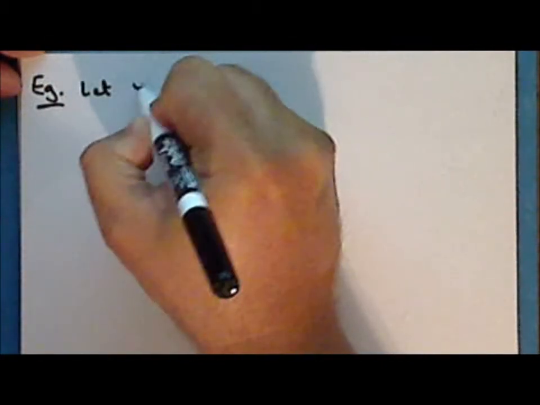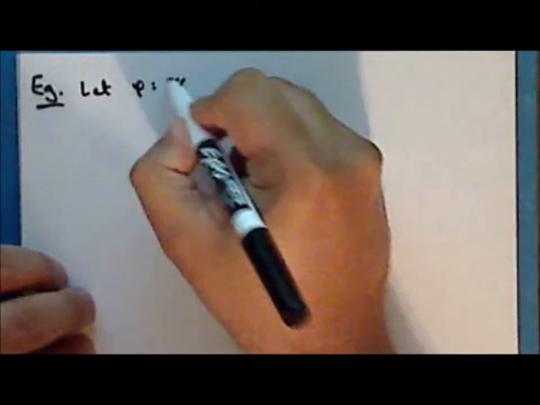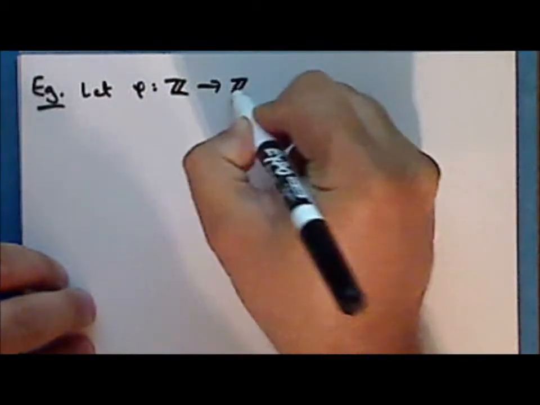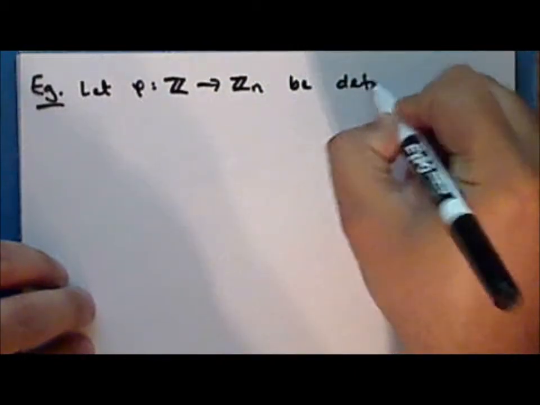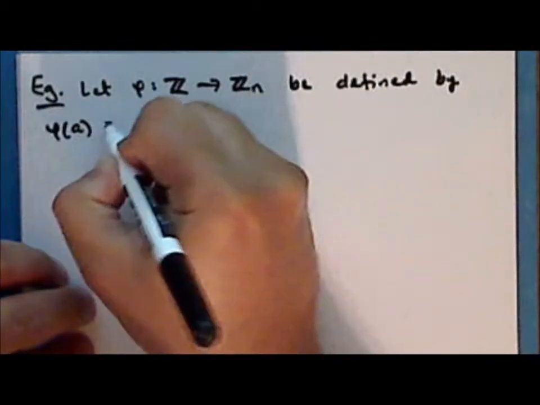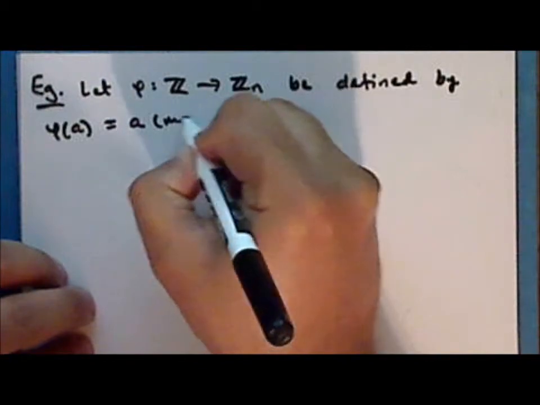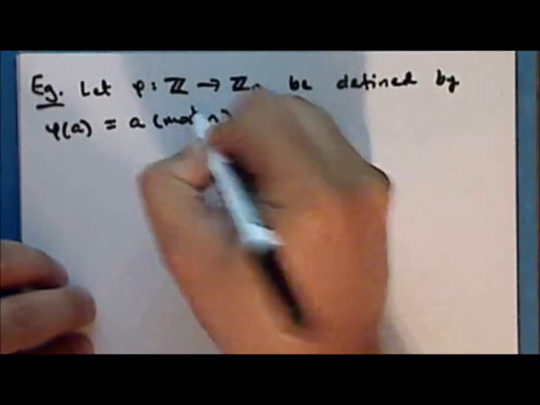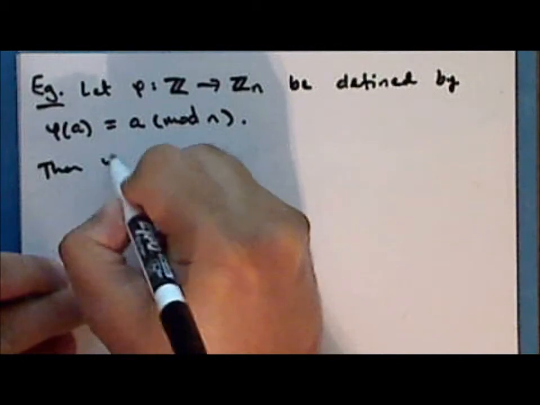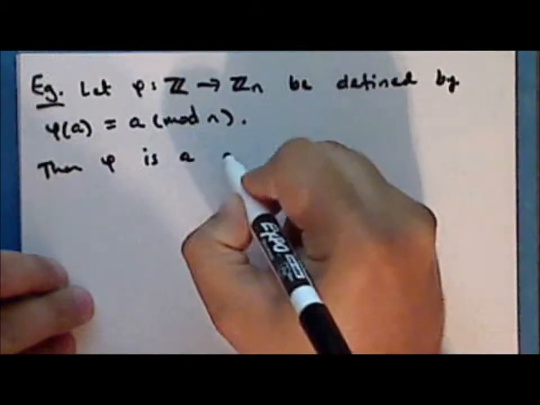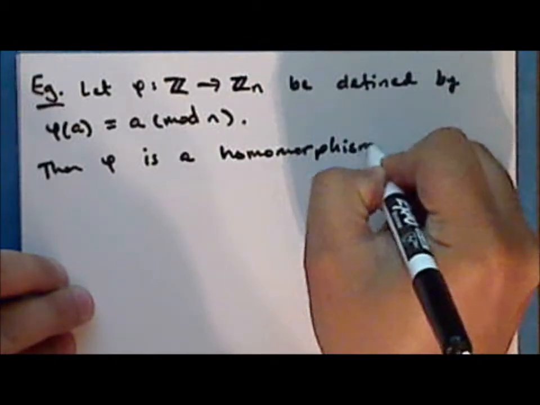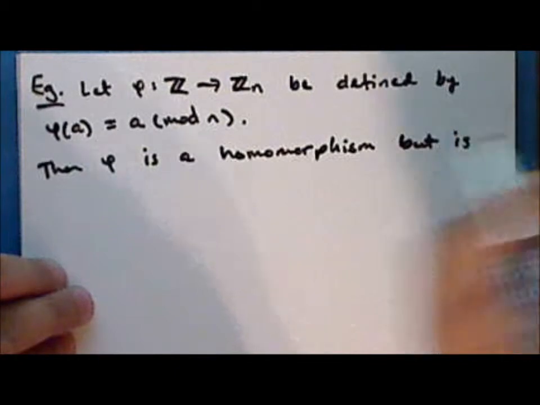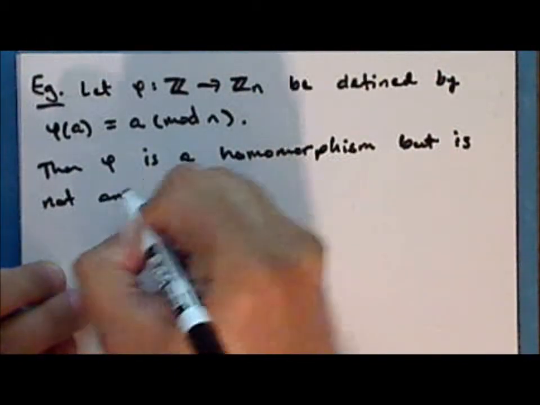So first, let phi be a map from the integers into the set of integers modulo n, and let this map be defined by phi of a is a modulo n. Then this map phi is a homomorphism but is not an isomorphism.